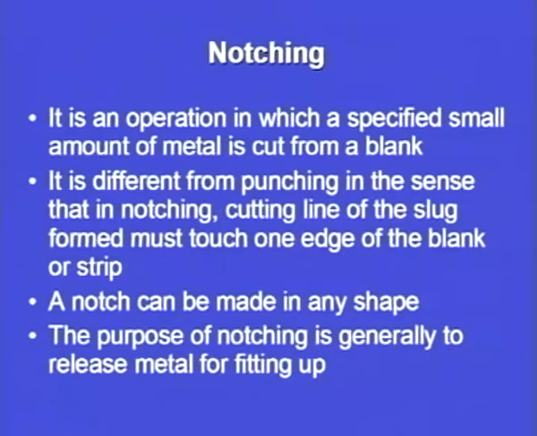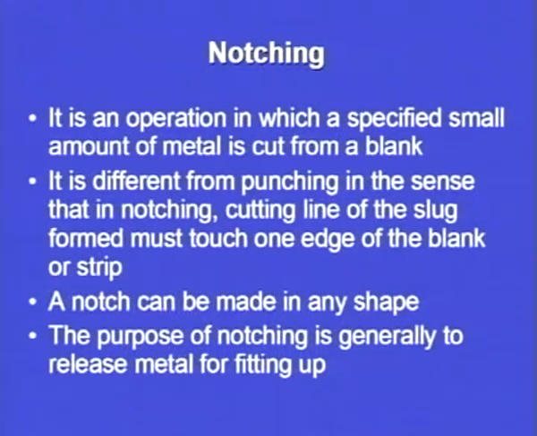It can have a square cross section, or we can make a notch that looks like a V. We can make a notch that looks like a U. So, a notch can be made of any shape. The purpose of notching is generally to release metal for fitting up.